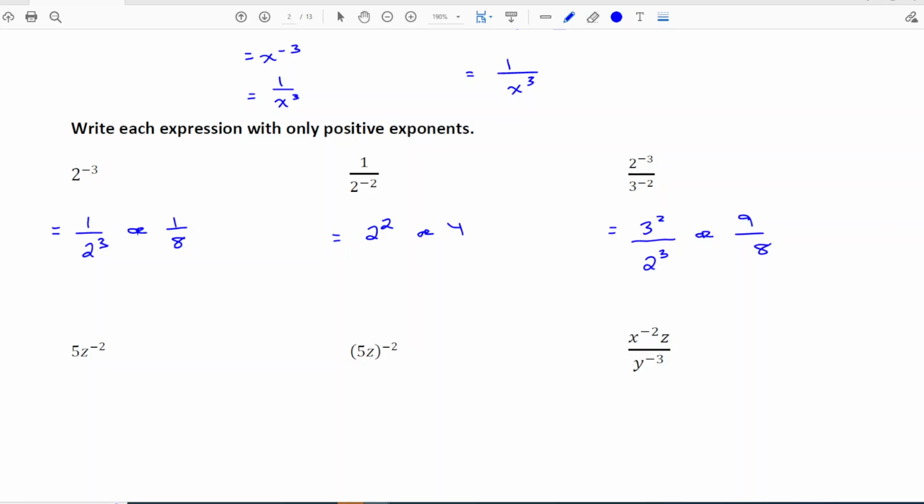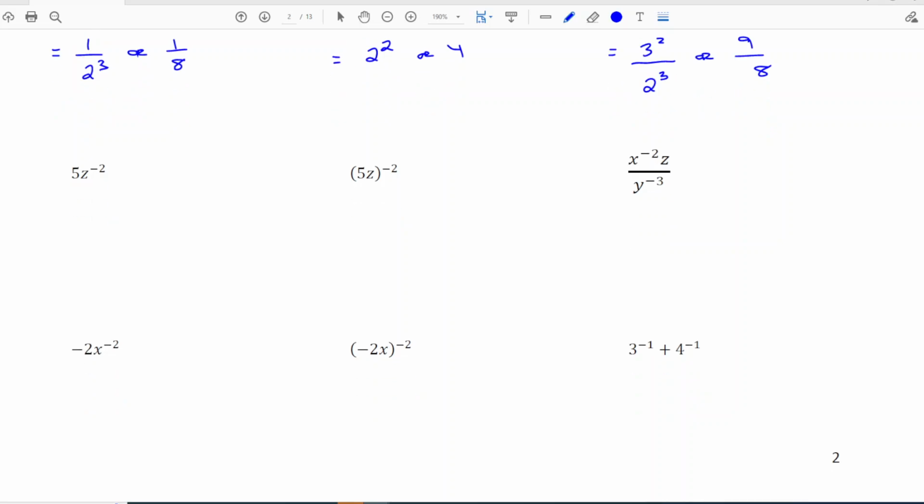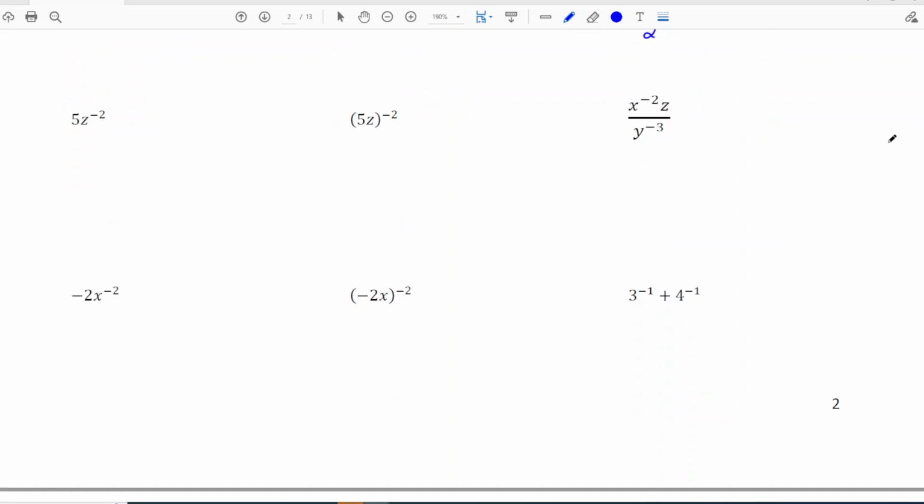Awesome. All right, last 6 here. This is just putting negative exponents in different places and seeing if you know how to deal with it. There's a reason I've asked this question and this question. What is the difference between these two questions?